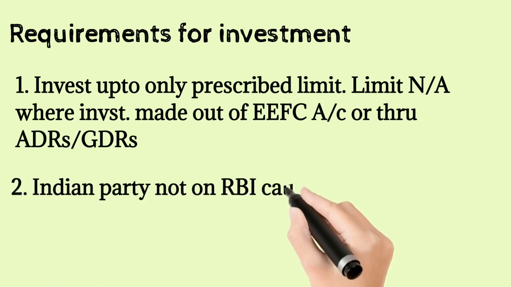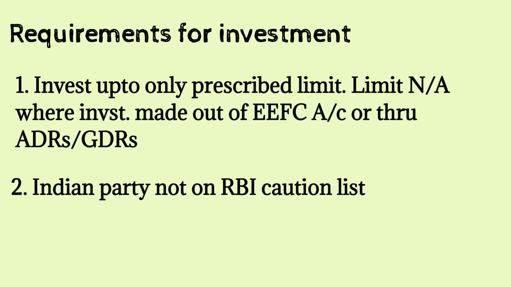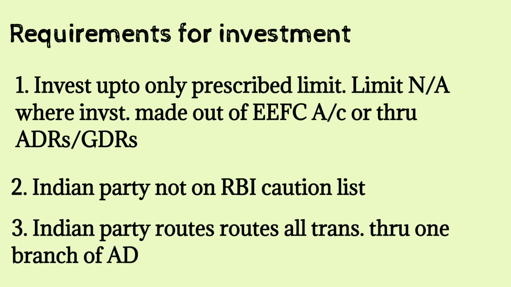Secondly, the Indian party should not be on the RBI's exporters caution list or the list of defaulters of the banking system published and circulated by the CIBIL, RBI or the Enforcement Directorate. And lastly, the Indian party routes all the transactions related to investment through only one branch of the authorized dealer. This was all about the automatic route where the Indian party has to approach the authorized dealer with an application in form ODI. The investments in a joint venture or wholly owned subsidiary can also be made through special purpose vehicles.